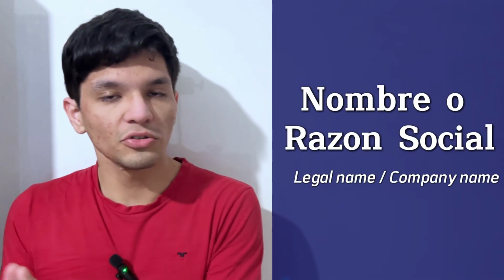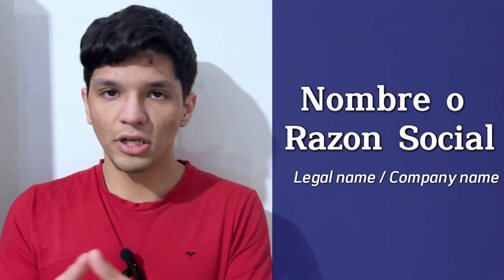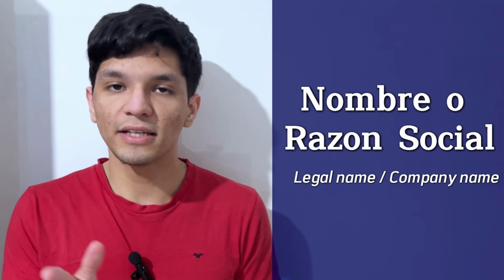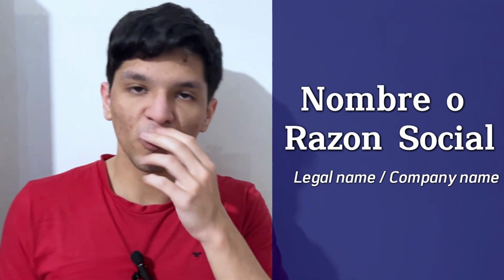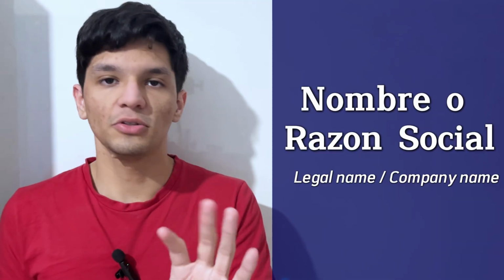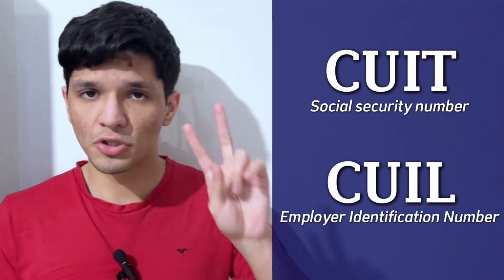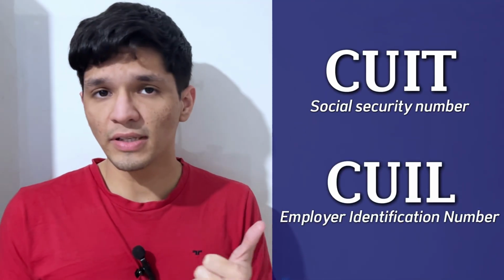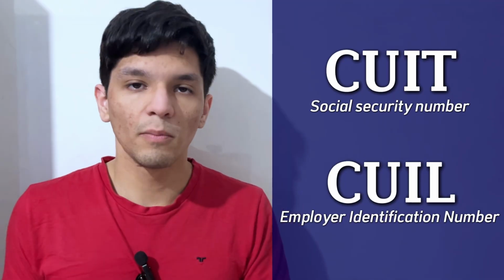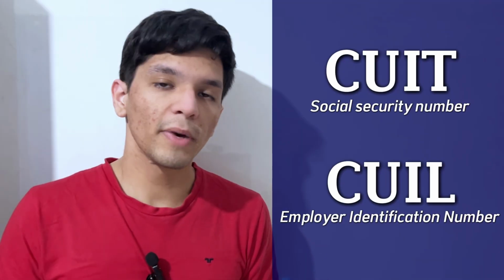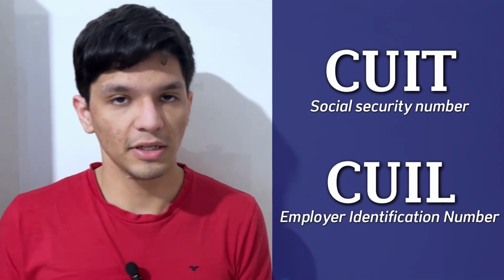Then, nombre o razón social, it is the legal name or the company name. Now, in the invoice, they can ask you for your tax identification, right? So we have two different ones, but of course, they probably will ask you for the one you have in the USA. In Argentina, we have two, and these are CUIL, social security number, and CUIT, which in English will be like the employer identification number. Both are for taxpayers, right? But of course, they probably will ask you for the ones you have in the USA, and they will specify that. El domicilio fiscal is the tax address.